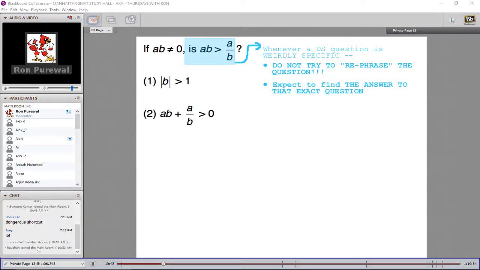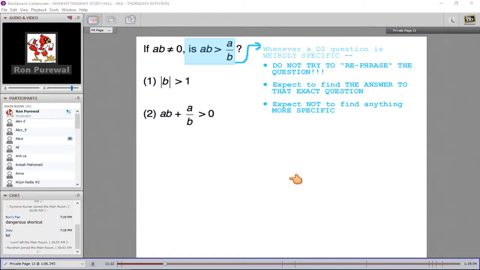And you should expect not to find anything more specific. So in other words, you should not expect to find A and B. You should not expect to find signs of A and B. Nope. You should just expect to be able to answer this. Keep this in mind.